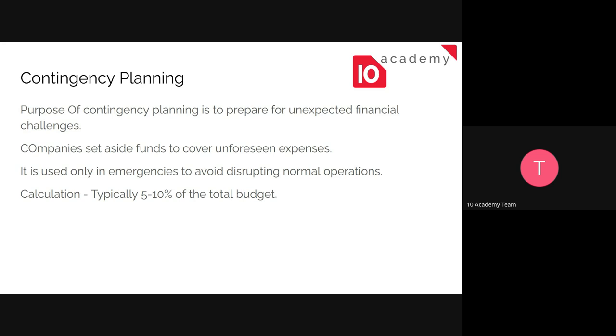To calculate them, it's just 5 to 10% of your total budget, but this is typical, not always, and not the best, but typically it's in between this.